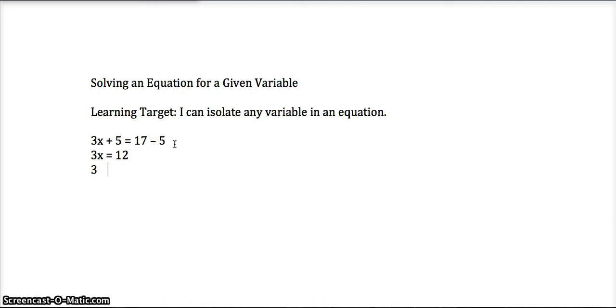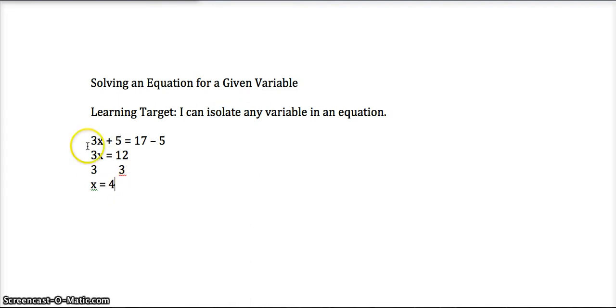This is the best way I can show you to divide by 3. This isn't subtracting. And then x equals 4. Okay, so that's pretty standard. But you do this now because you've been doing it for a while without thinking about what you're actually doing. So you are still isolating a variable, and in this case there's only been one variable.